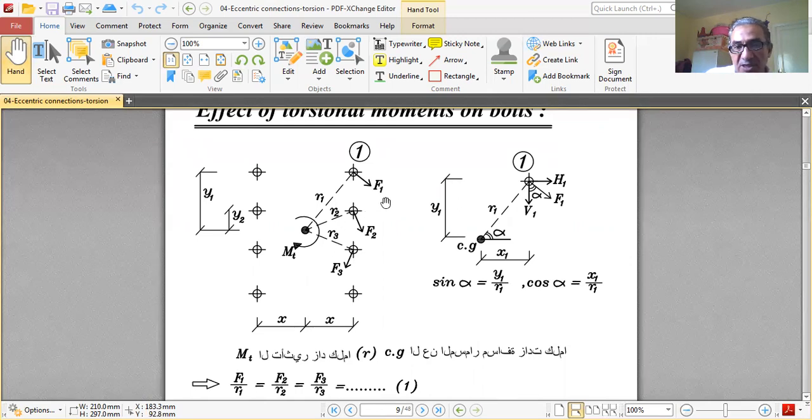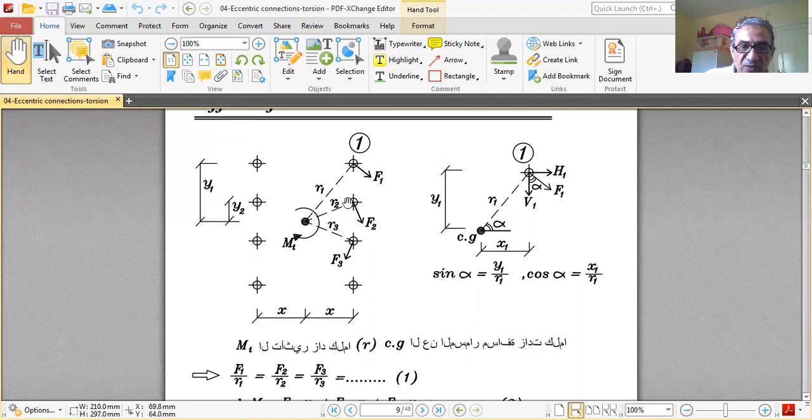MT is shared by the group of bolts as a function of small moments. So F1 by R1, F2 by R2, F3 by R3. Okay, so F1 over R1 equals F2 over R2 equals F3 over R3. So the share of F1 of the moment divided by the share of F2 is the radius R1 divided by the radius R2.